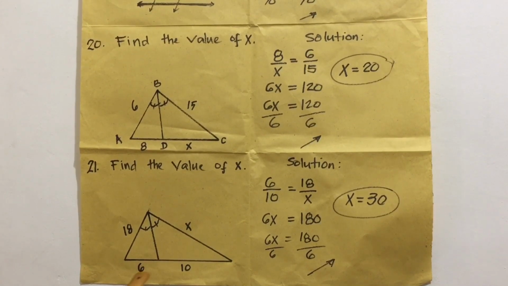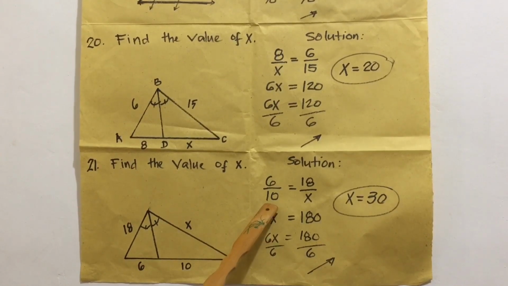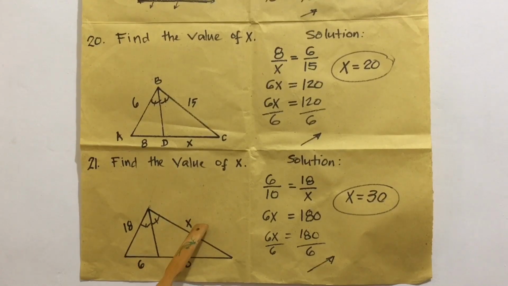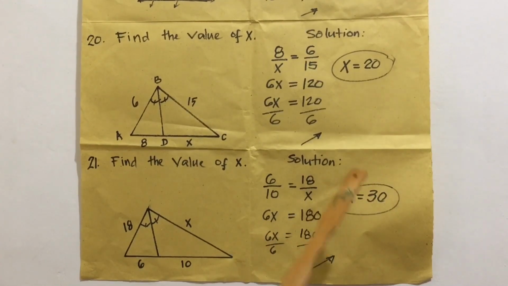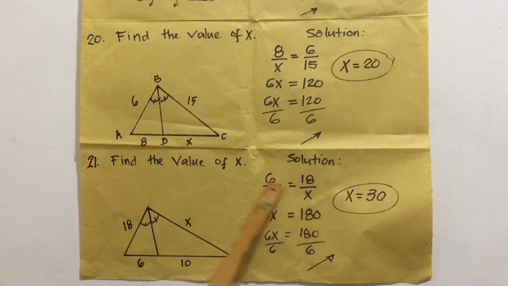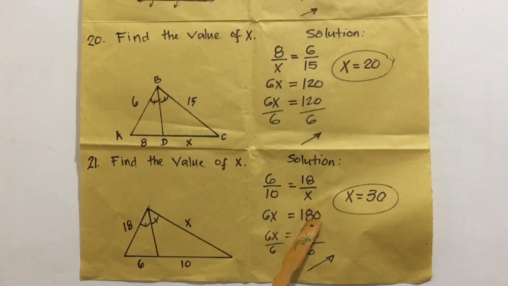So we will start our proportion from 6 divided by 10, 6 over 10 equals 18 over x. So 6 over 10 equals 18 over x is our proportion. Then, next step is cross multiplication. 6 times x equals 6x. 10 times 18 equals 180.